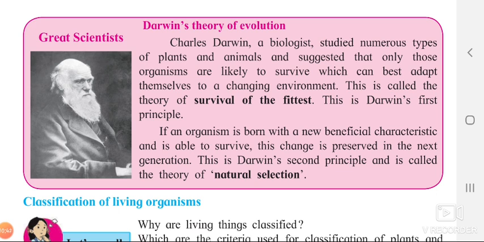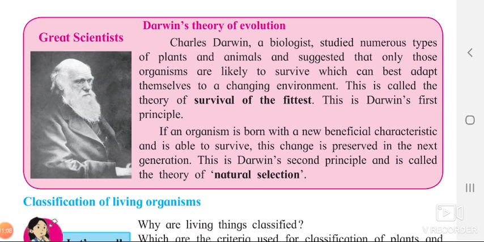Right now it is rainy. The next season will be winter. If you easily adjust to those surroundings, to this environment, and your body is not affected, there will be no effect on you, then only can you say that this theory is called survival of the fittest. This is Darwin's first principle.